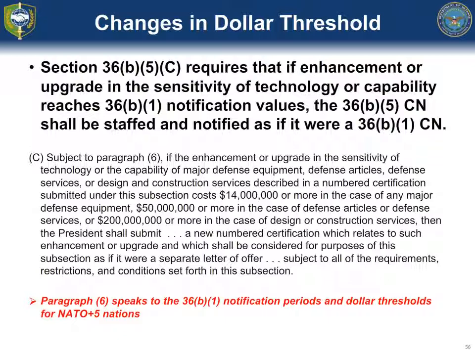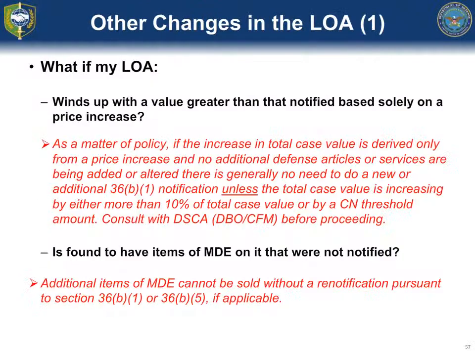But there is in terms of the fact that the law doesn't allow a provision for Congress to pass a joint resolution of disapproval for a 36B5 notification. So you can be sure that the notification should go through if you get it through the staffing process. So, in terms of subsequent notifications, what does it mean to me?